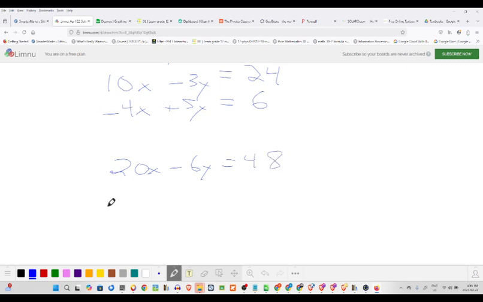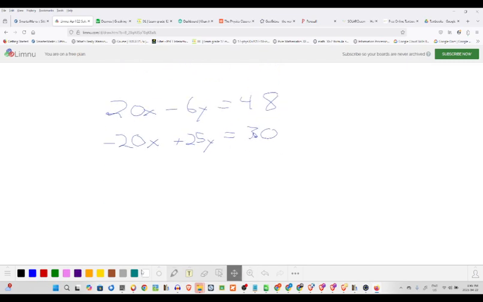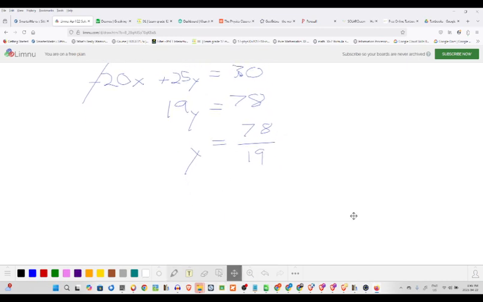Multiply the bottom by 5. It's a negative 20x by design. It's this with a different sign. Plus 25y is 30. Now when we add these two together, we have eliminated our x. That was the point. We have a 19y here and a 78 there. So y is 78 over 19. This doesn't simplify because 78 is not a multiple of 19.